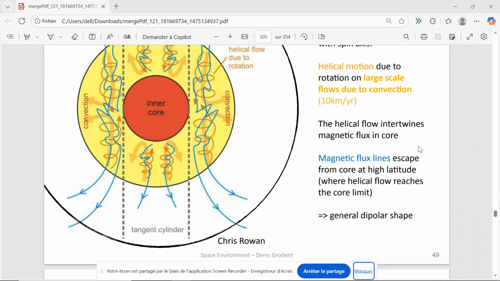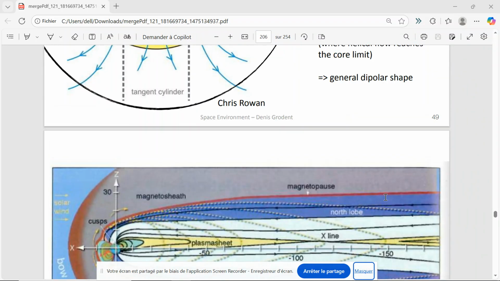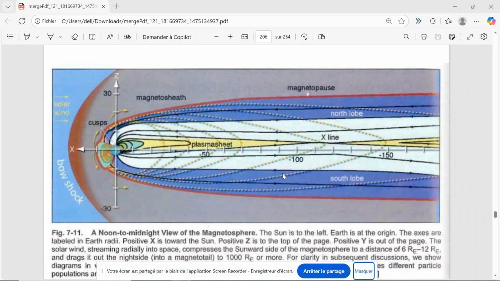Yep, the magnetic flux lines escape from the core at high latitude, where helical flow reaches the core limit. So generally, it looks like a dipole. So we switch to another topic right now. It's the shape of the magnetosphere. The magnetosphere is what protects Earth.